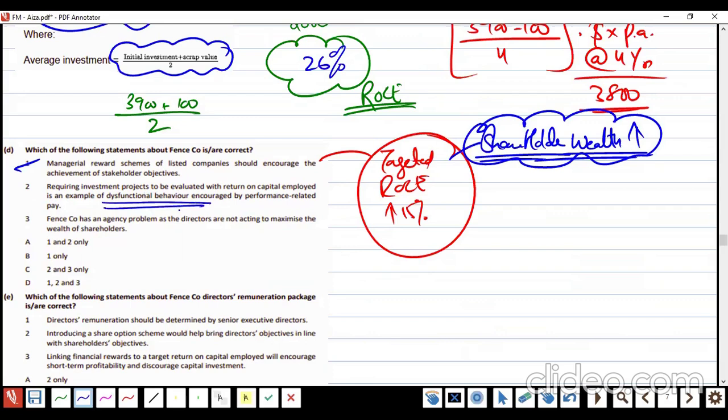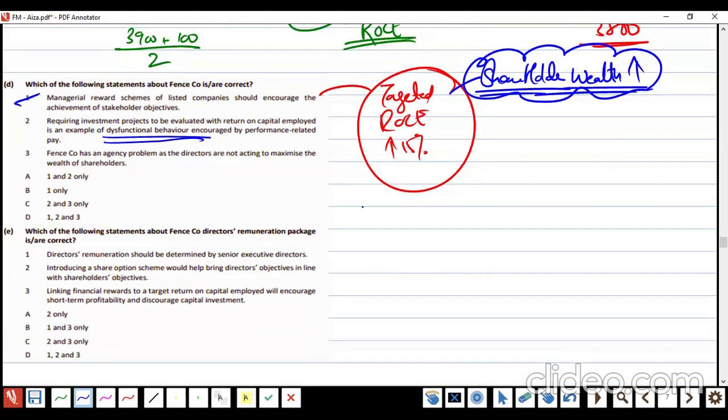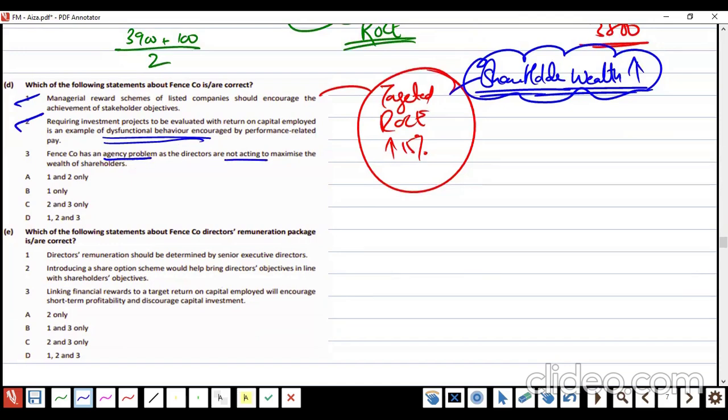Example of dysfunctional behavior encouraged by performance related pay. Dysfunctional behavior in FBT is that managers are acting in their own favor only, not in the favor of the company. If their performance is related to the ROCE, they will manipulate things so they get higher benefits. So this is also correct. And it has an agency problem, as the directors are not acting to maximize the wealth of the shareholders. Directors' bonus relates to the ROCE, so they are working to get their bonus or increment. ROCE is a secondary thing for them.